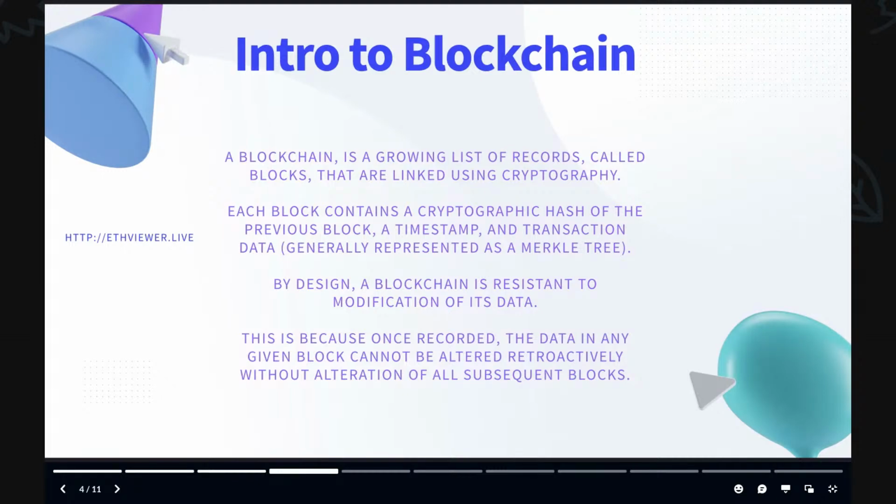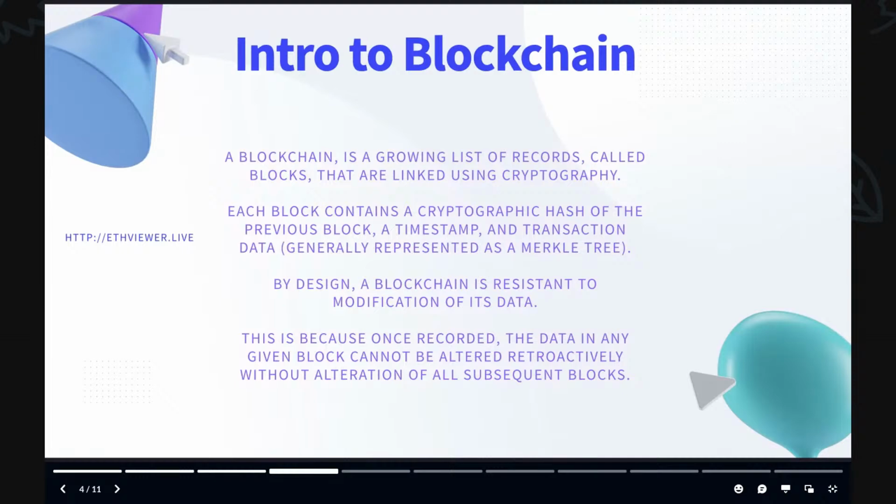By design, blockchain is resistant to modification of its data. How is it so? I already said there are many ledgers which are distributed, so you can't change it, because once recorded, data in any given block cannot be altered retroactively without alteration of all the subsequent blocks. So this is the same thing.